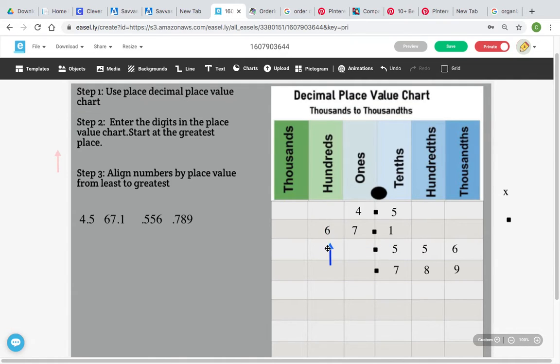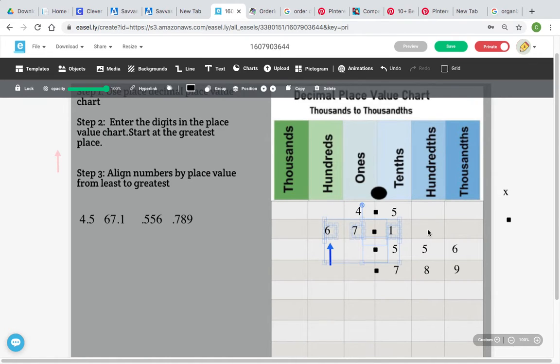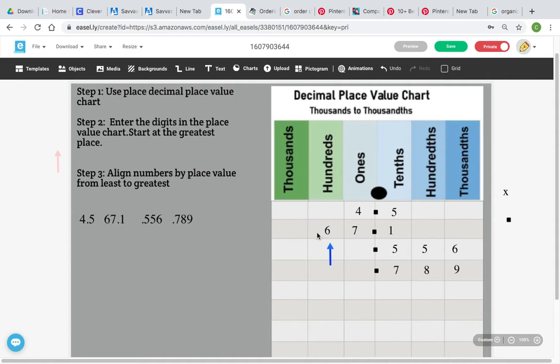And I notice that the 6 is the only number that falls under the hundredths value. So 67.1 is the greatest number compared to all the numbers that we have here. So I'm going to bring this 67.1 all the way to the bottom.